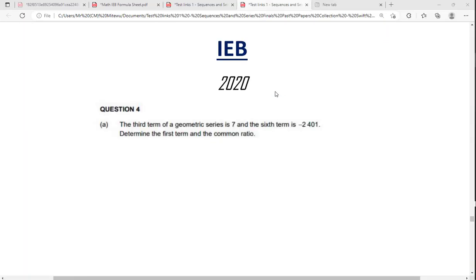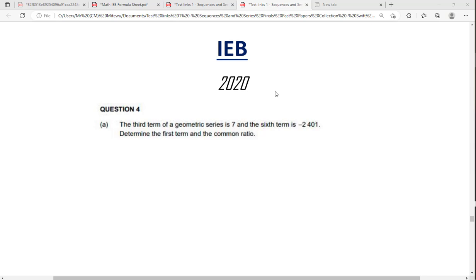Okay, now for this question 4a. The third term of a geometric series is 7, and the sixth term of the geometric series is negative 2,401. Now, one thing I want you to be careful of is that you may see the word series, but don't be so quick to assume that you're going to be using the series equation. If you try to force the series equation over here, you'll find that it won't actually work.